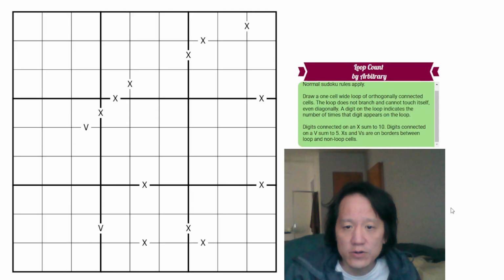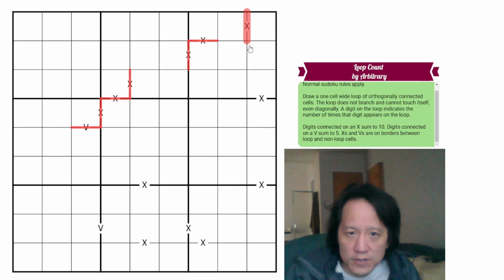Let's go. Okay, so we know all of these are boundaries. So let's just mark them. This is a boundary, this is a boundary, this is a boundary, this is a boundary. So this is a boundary, this is a boundary, this is a boundary. Okay, that's interesting. This is a boundary, this is a boundary, this is a boundary, this is a boundary, these two are boundaries.